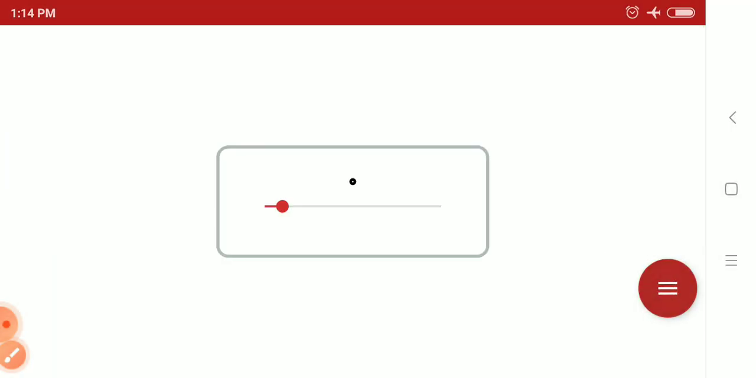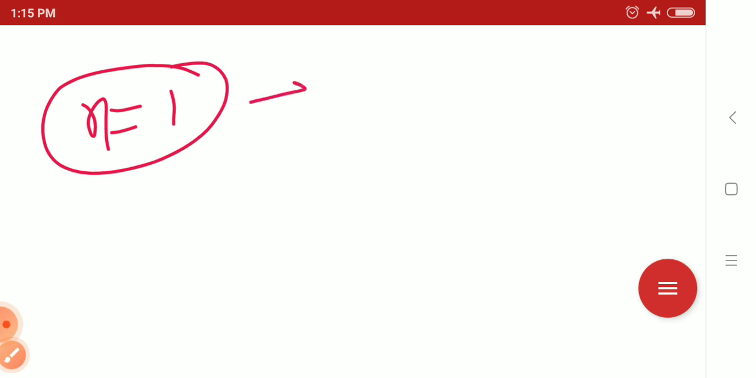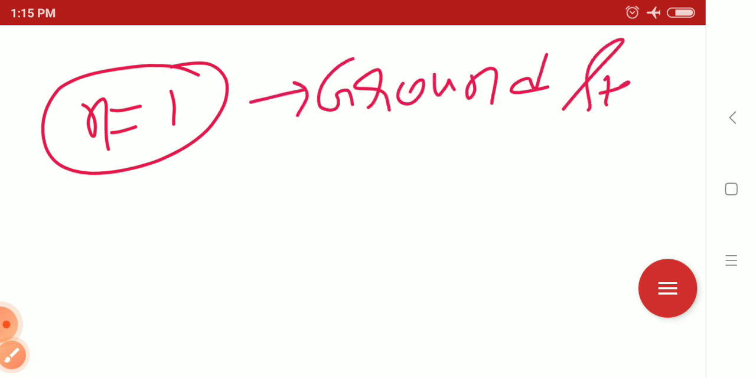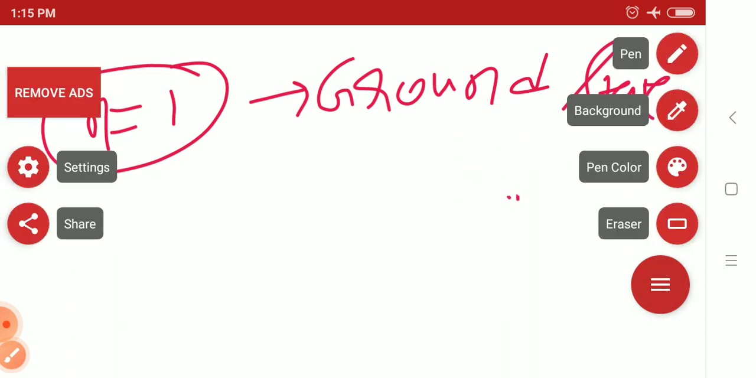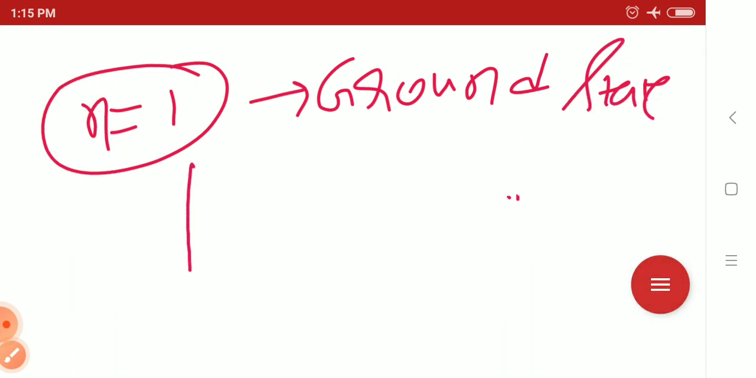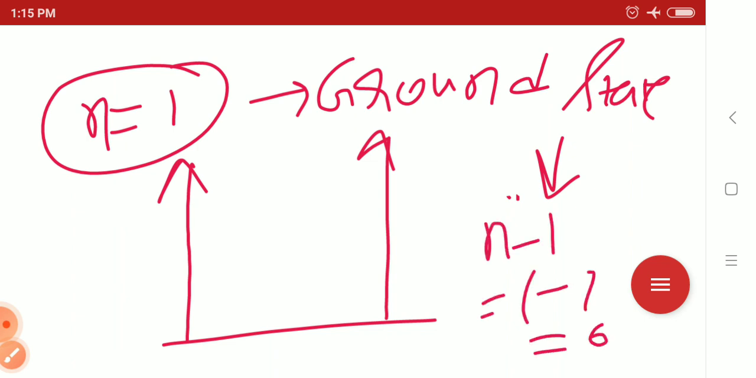Let me clear it for you. Whenever you are drawing n equals 1, that means the ground state wave function of the infinite square potential box, how to draw this? N equals 1 is the ground state. So the number of nodes is 1 minus 1, which means 0 nodes.